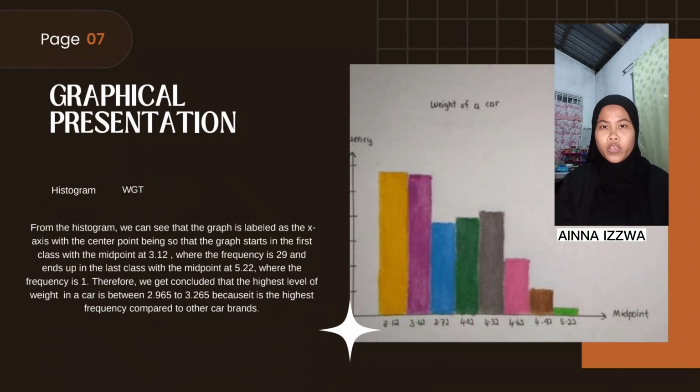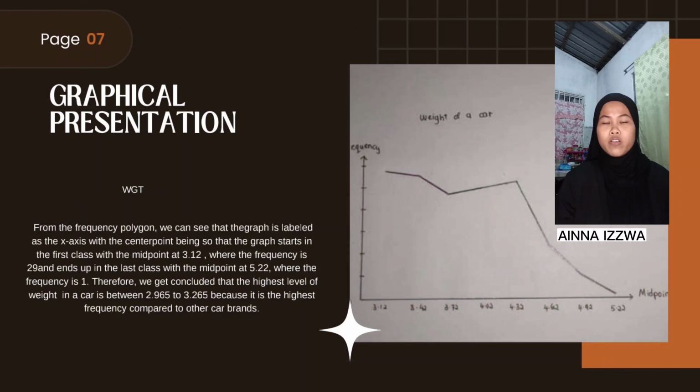Next is the histogram for weight. From the histogram, we can see that the graph is labeled on the x-axis with the center point, so that the graph starts in the first class with the midpoint at 3.12, where the frequency is 29, and ends up in the last class with the midpoint at 5.22, where the frequency is 1. Therefore, we can conclude that the highest level of weight in a car is between 2.965 to 3.265 because it is the highest frequency compared to other car brands.